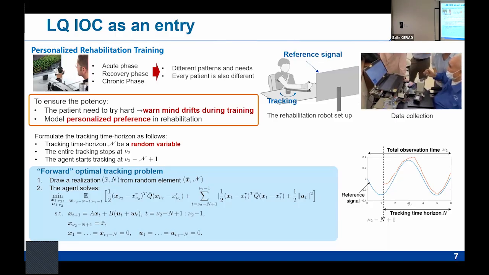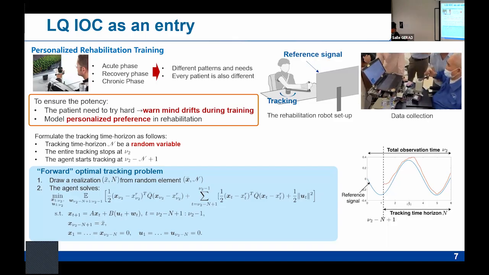So we formulate it as follows, as this LQ problem. X_r is basically the reference signal that we get, and we are trying to balance between the tracking error and the control effort. Basically, it's a rough model.